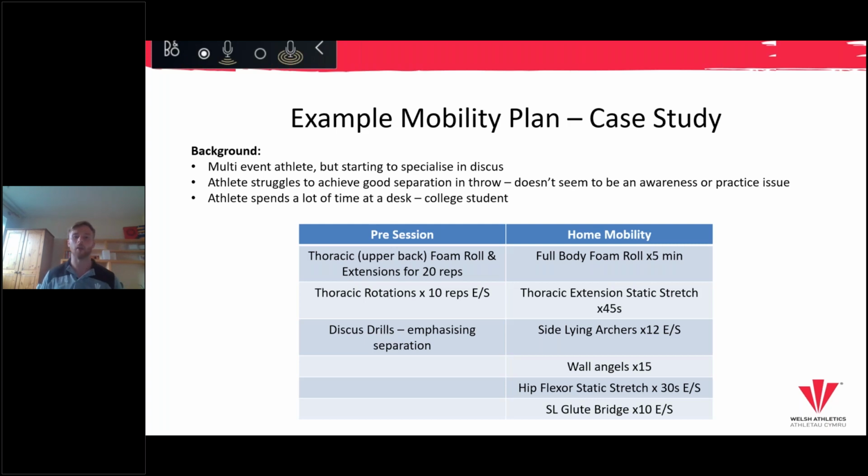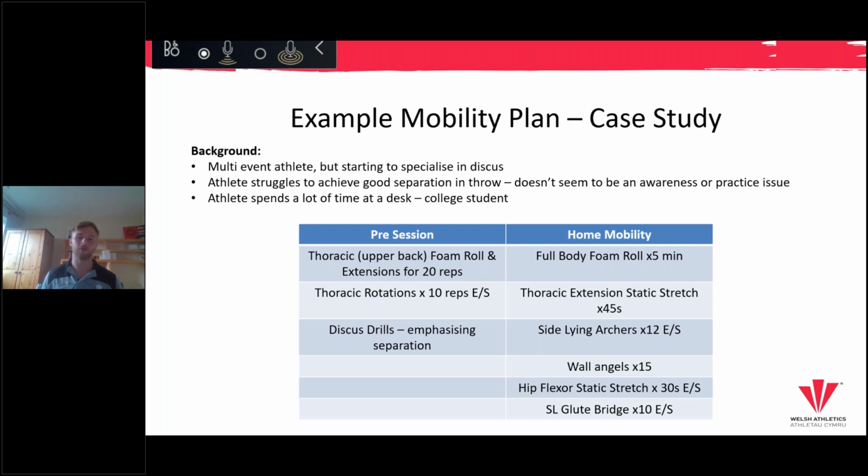So you can see my emphasis here is keeping the pre-session one short and sharp and really focused. So I'm really just opening up the thoracic, doing the mobilizations, doing the dynamic rotation stuff, and then going into the drills, emphasizing separation, just as per the example that I gave earlier by the photos. By the way, guys, if this is too much to read at one time, the slides will be available afterwards, so you can always look through these.